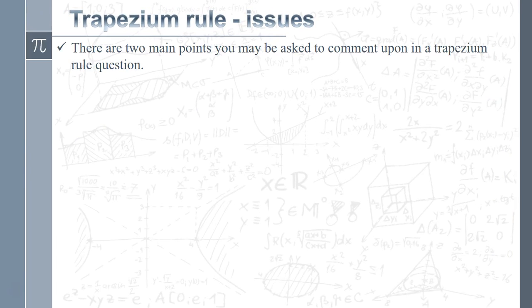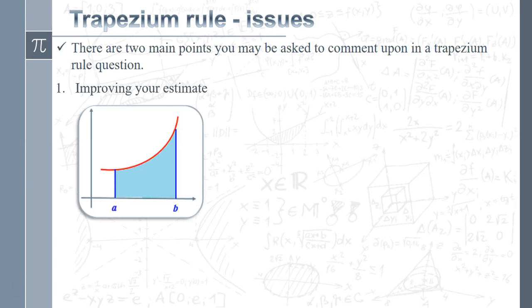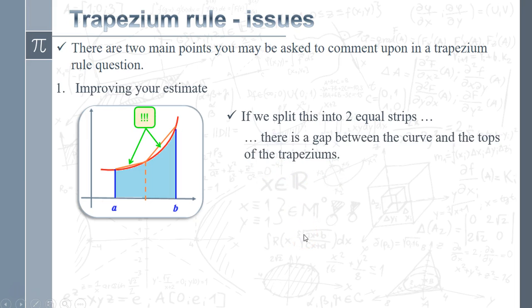Let's just first of all look at how we improve on our estimate for Trapezium Rule. So let's take that section of a curve there, and let's have a look at what would happen if I split that into two equal strips. And you can see straight away, particularly on this second strip, we've got quite a big gap between our trapezium, which is the orange line, and our curve. So what we've got to do is say, well, how can we reduce the size of those gaps?